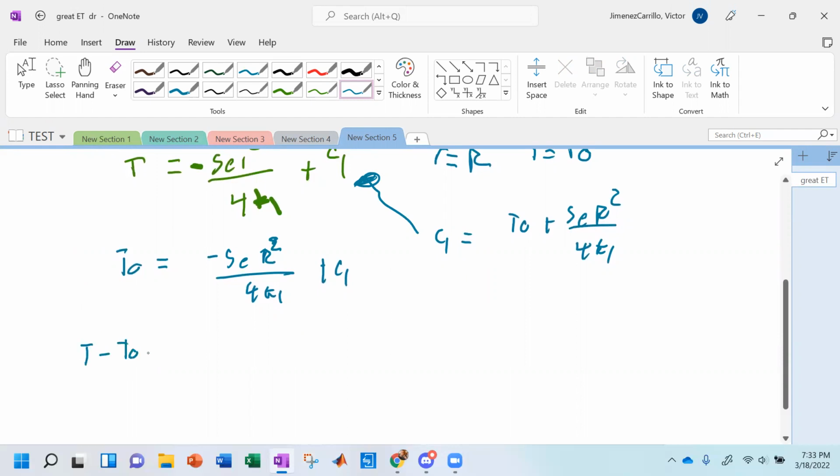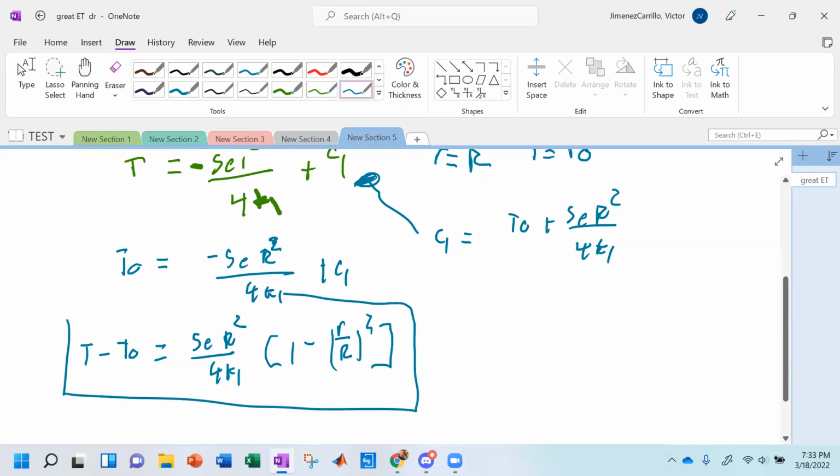It's almost the same thing as a momentum balance. I just end up getting S_E R squared over 4K1 times 1 minus r over R squared. This will now become our temperature distribution. Y'all remember how we used to get a velocity distribution? Doesn't that look damn near the same?